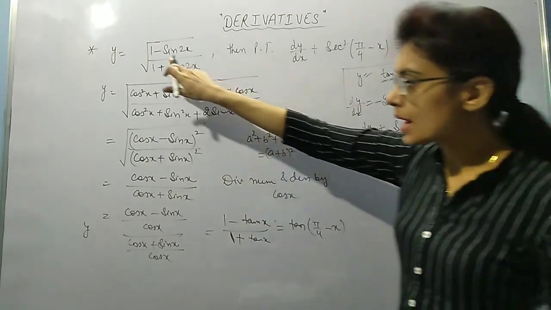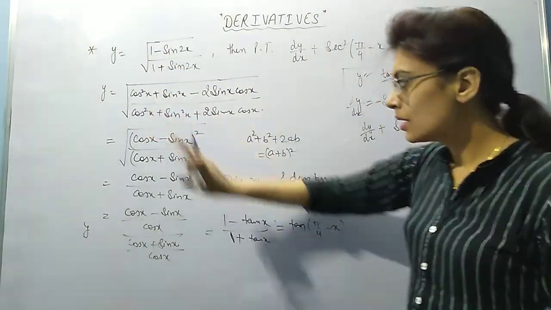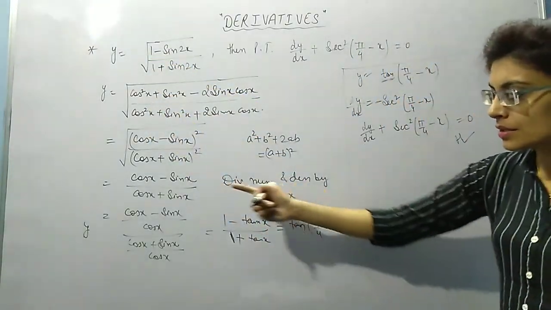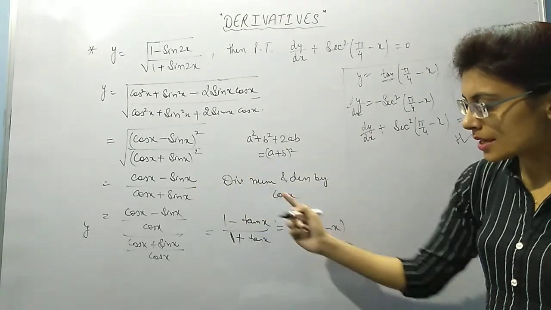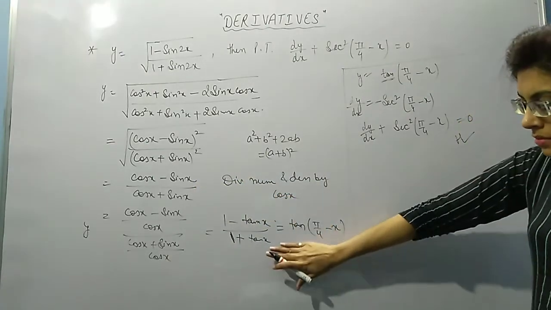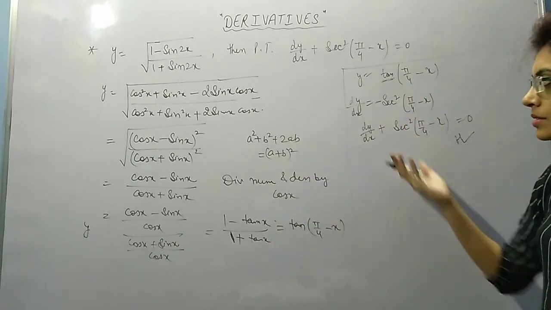First is to write 1 as this. Then the second step to keep in mind is dividing numerator and denominator by cos x. After this, the formula you must know. Then a simple derivative.